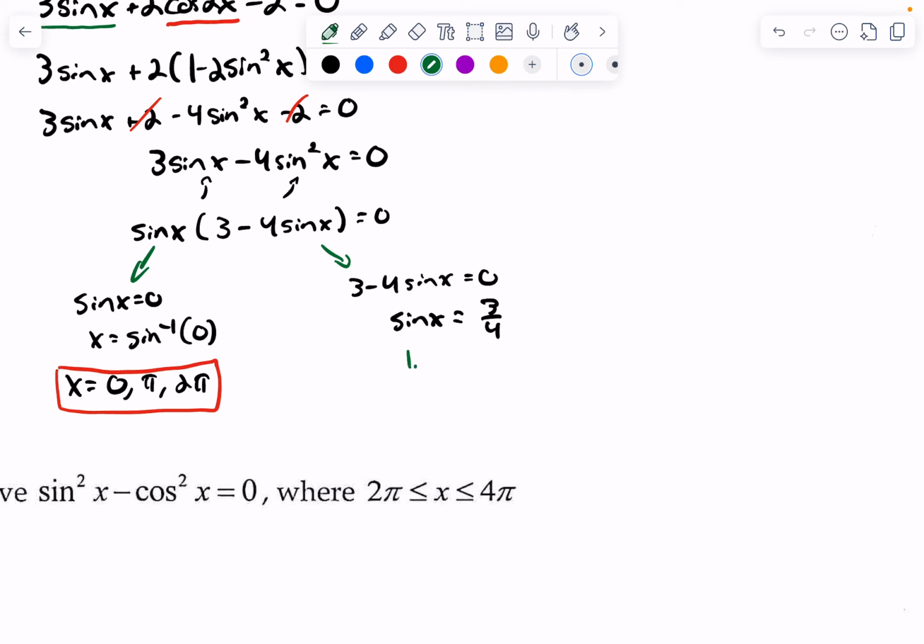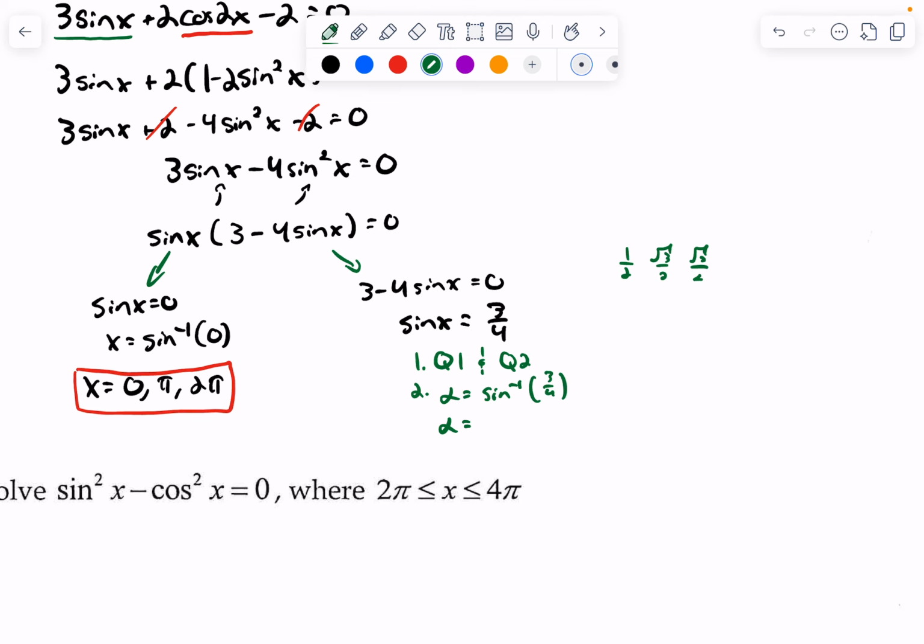Well, one, it's positive, so that means we're going to have a solution for x in quadrants 1 and 2. And the second part is what alpha gives us that ratio of 3 over 4. Well, 3 over 4 isn't a special angle. It's not 1/2, it's not root 3 over 2, it's not root 2 over 2. So it's not going to be a nice number. So if you take the inverse of 3 over 4, sine inverse of 3 divided by 4, that is going to give you an alpha of 0.85.